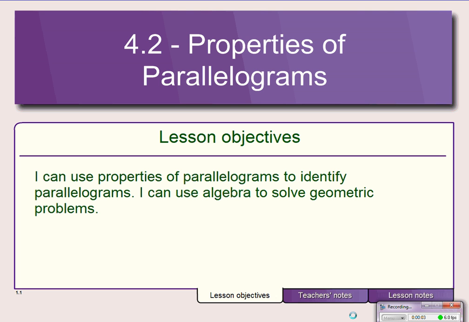All right, geometry folks, this is 4.2, properties of parallelograms. So what you need to be able to do is use properties of parallelograms, there are 5, to identify parallelograms, and then use algebra to solve geometric problems. So you're basically using properties of parallelograms, which I said there's 5, and then you're going to use algebra with those to solve problems in geometric situations.